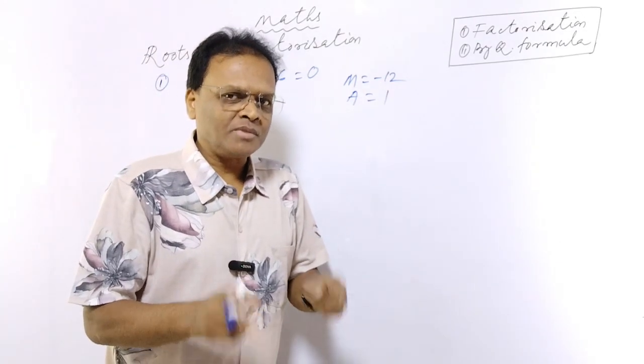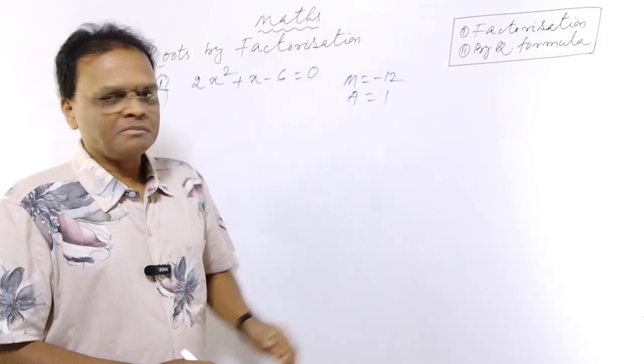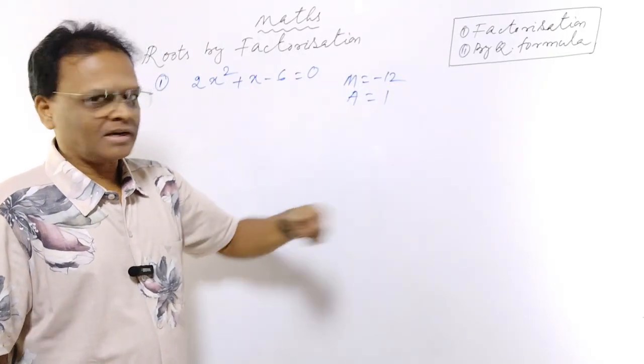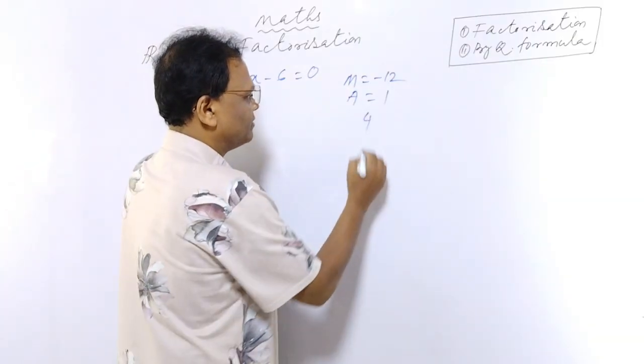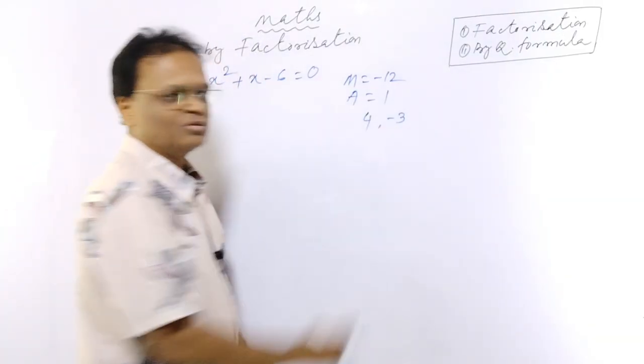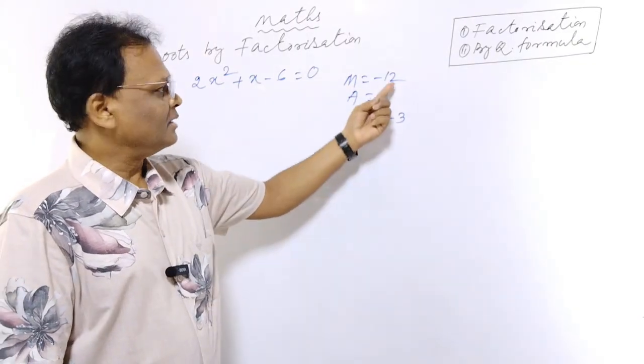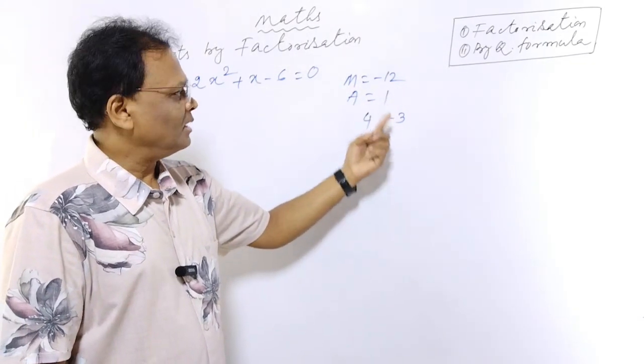Now tell me two numbers. If you multiply those two numbers, you get minus 12, but if you add those two numbers, you get 1. I am getting the numbers. Are you? See the numbers. These are the two numbers, 4 and minus 3. If you multiply these two, I get minus 12, but if I add the two, I get 1.